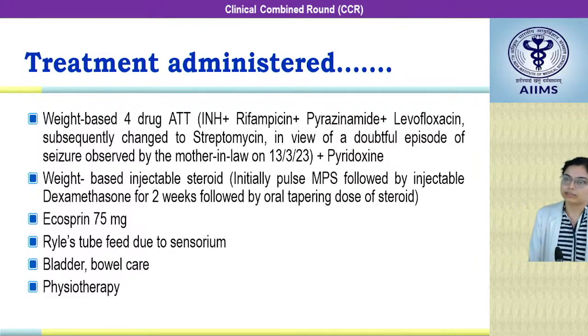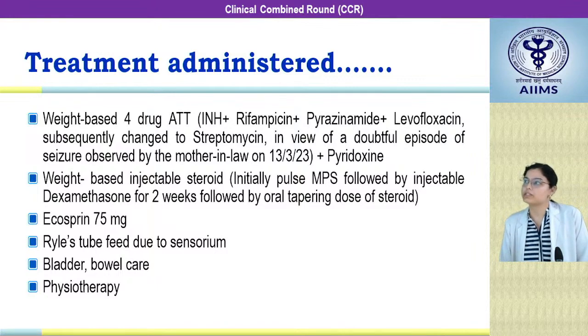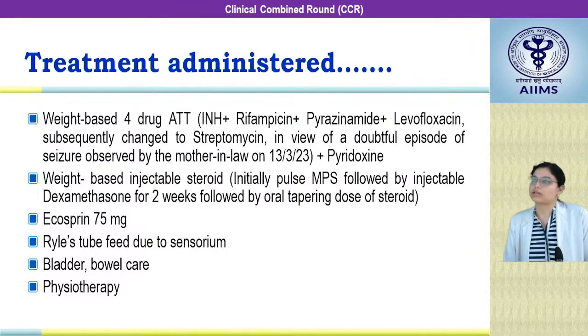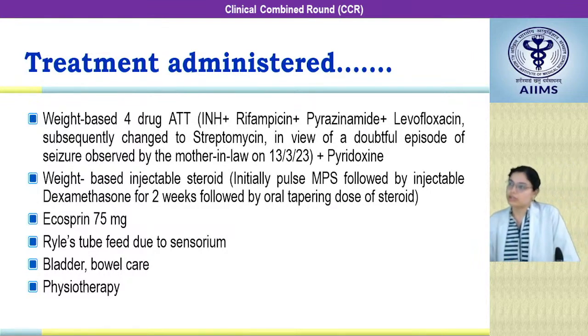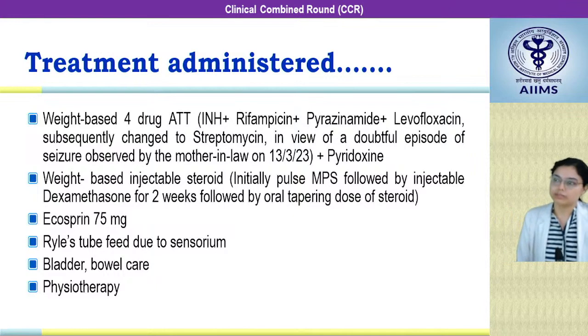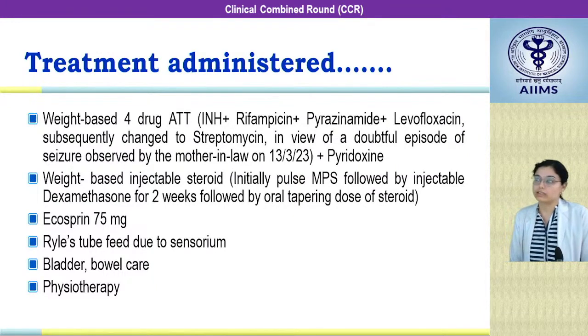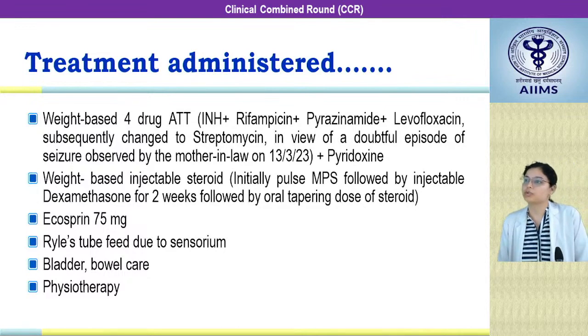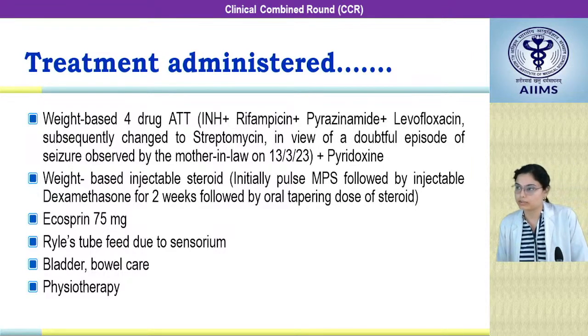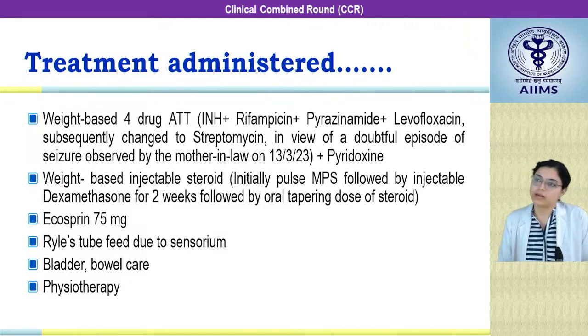So treatment was started on her immediately. Four-drug ATT was started, that is HRZ. Initially she was started on levofloxacin on the pulmonary medicine side, but we subsequently changed it to streptomycin. She was also continued on weight-based injectable steroids. She was given a pulse MPS initially for 5 days, which was followed by injectable steroid for 2 weeks. And currently she is on an oral tapering dose of dexamethasone.